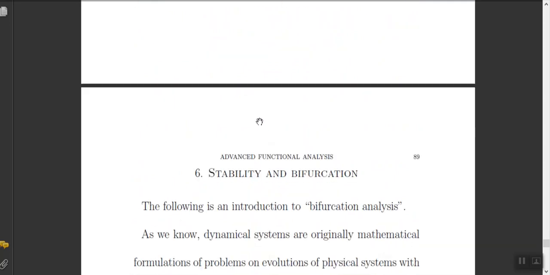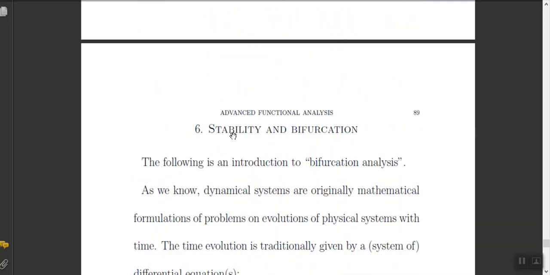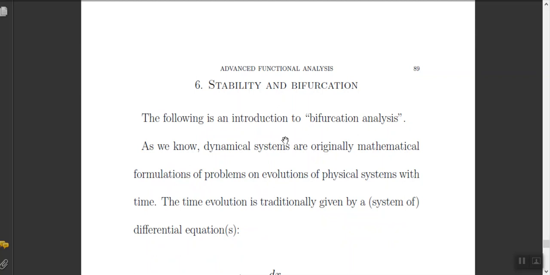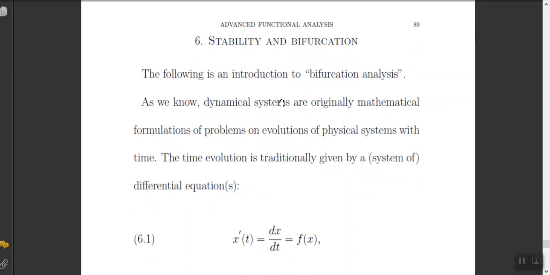And as I mentioned, the last topic is stability and bifurcation. As I mentioned earlier, I leave it to you as self-reading, and it will not be in the final exam nor in the QE, the qualifying exam. So we are done.